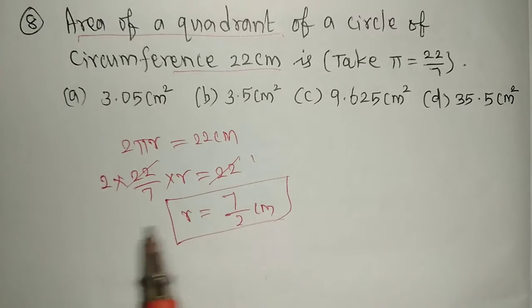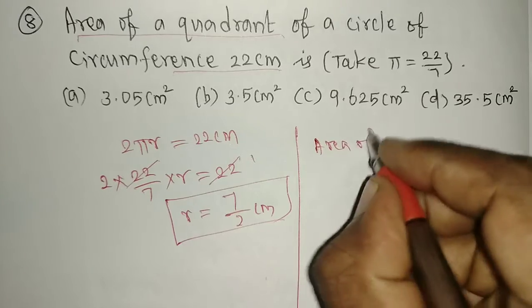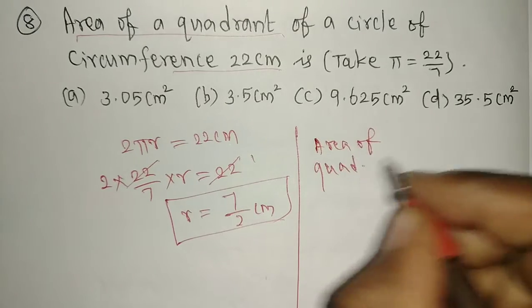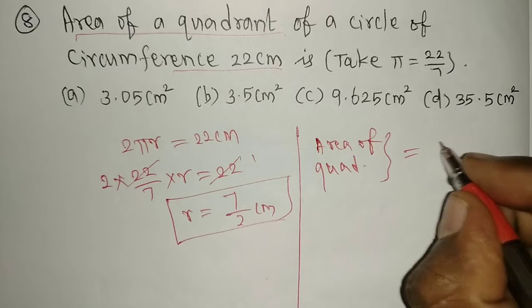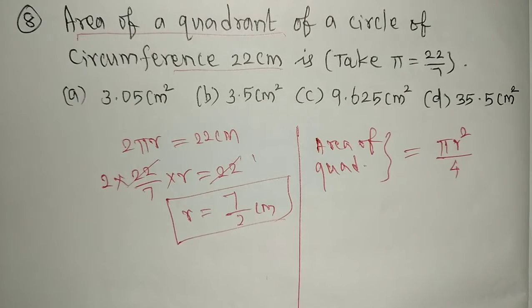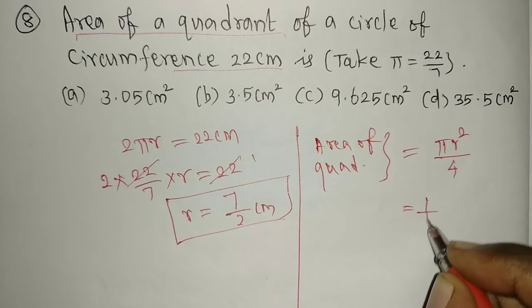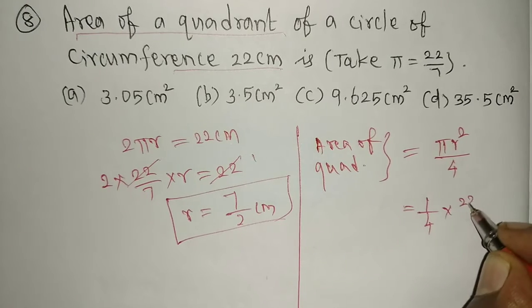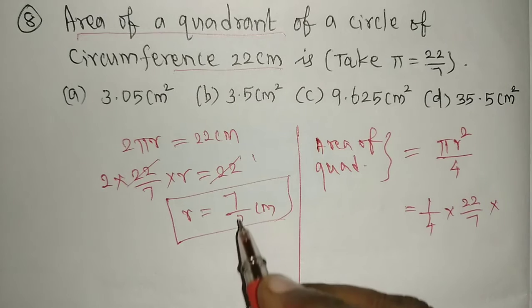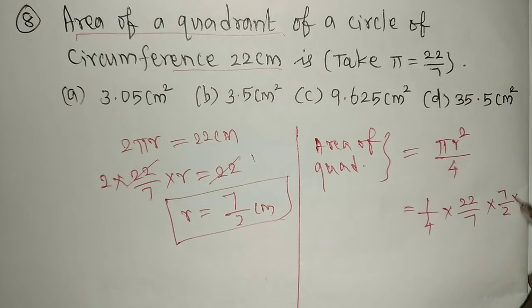Okay. But they asked the area of the quadrant. Area of the quadrant, in the sense quarter of the circle. So the circle formula, area of the circle, divide by 4. Divide, because quadrant in the sense means a quarter of the circle, so we are dividing by 4. That's it. So 1 by 4 I am taking separately. Pi value is 22 by 7 and the r value we have is 7 by 2. 7 by 2 in the sense 7 by 2 into 7 by 2, because we have a square, so we are writing it 2 times.